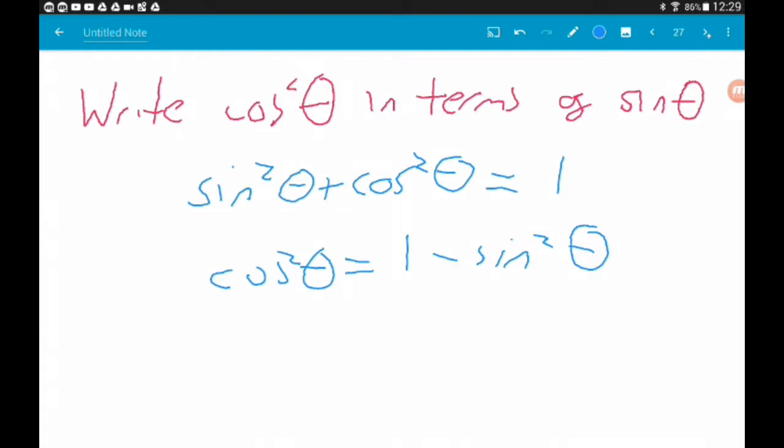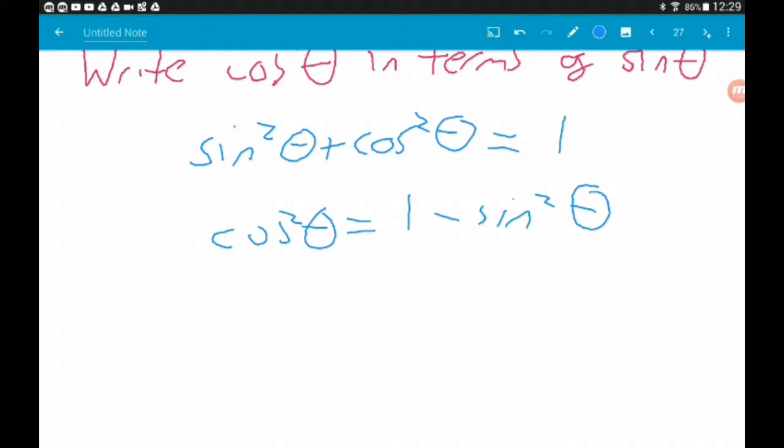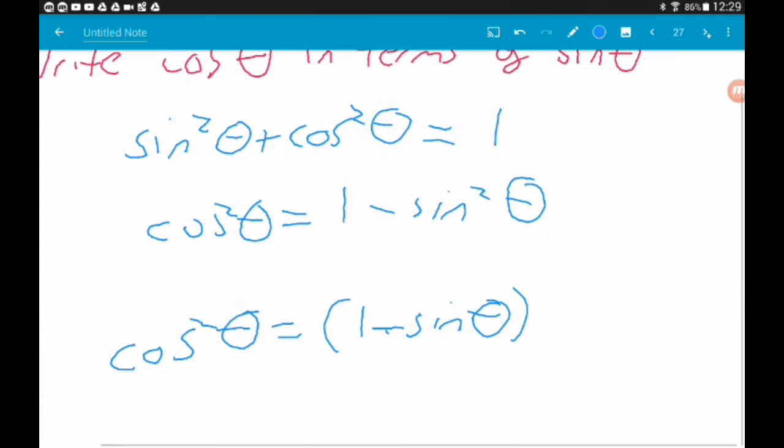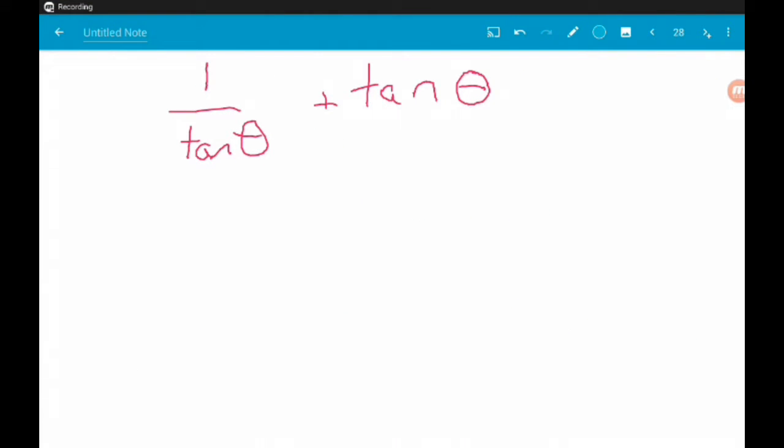So we have a difference of two squares. So we can actually factorise the right hand side to get cos squared theta is 1 plus sine theta times 1 minus sine theta. So there is cos squared theta in terms of sine theta. Good times.